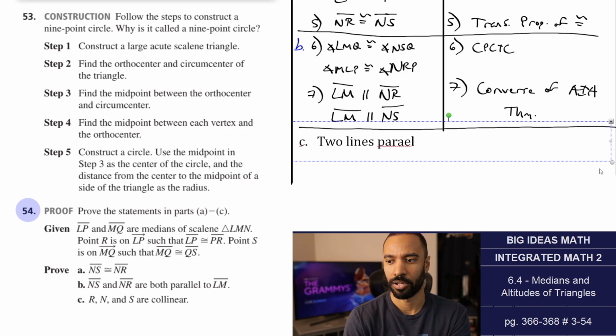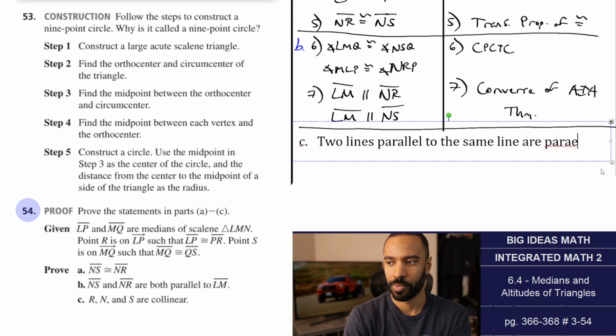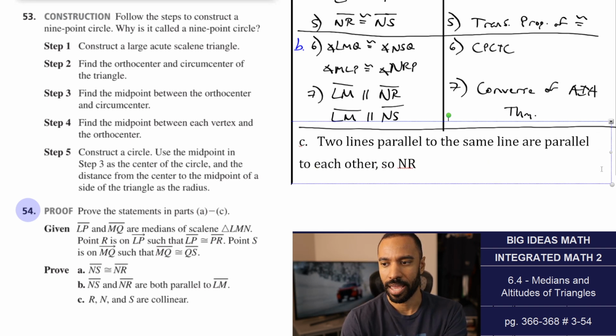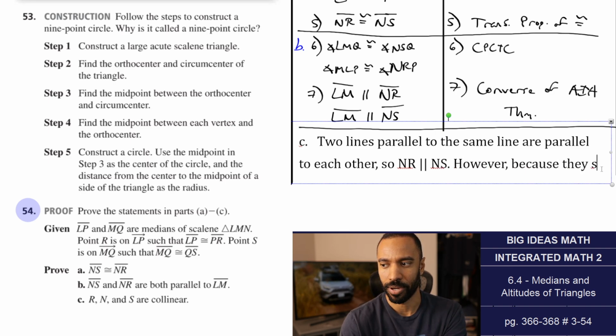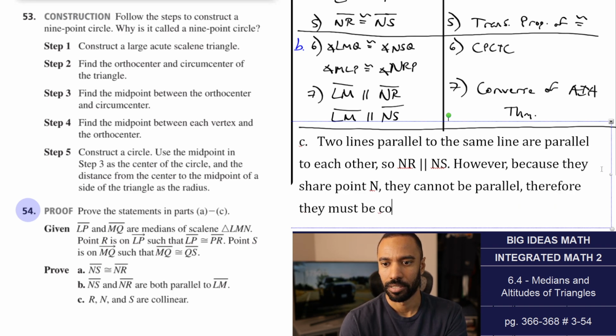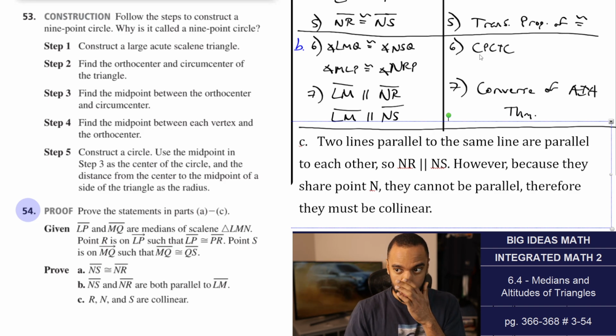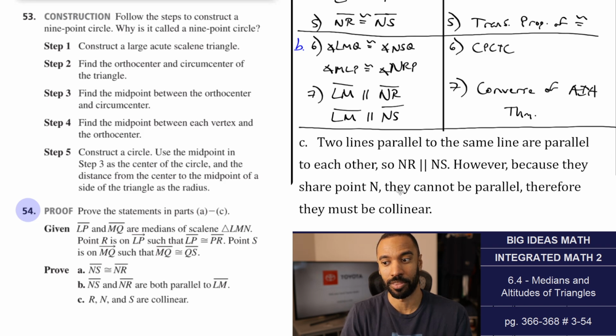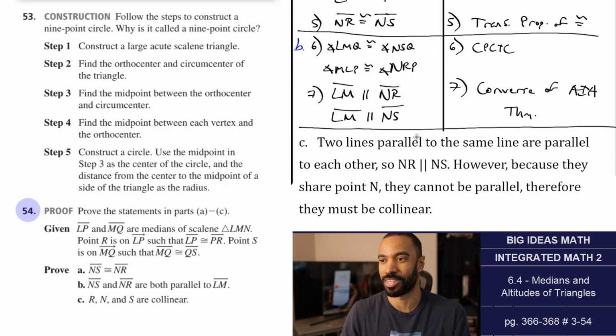Two lines parallel to the same line are parallel to each other. This is a way of saying that they both go the same direction. So NR is parallel to NS. However, because they share point N, they cannot be parallel. Therefore, they must be collinear. Parallel means that they won't intersect if the lines continue forever. These will clearly intersect everywhere, because they are collinear.